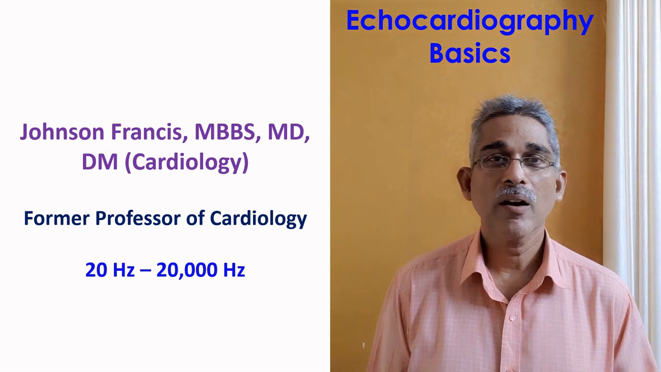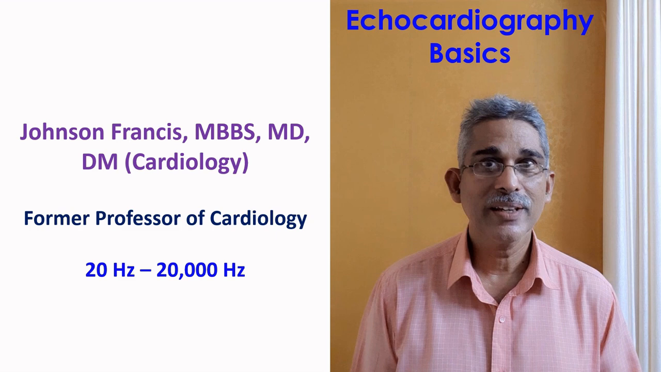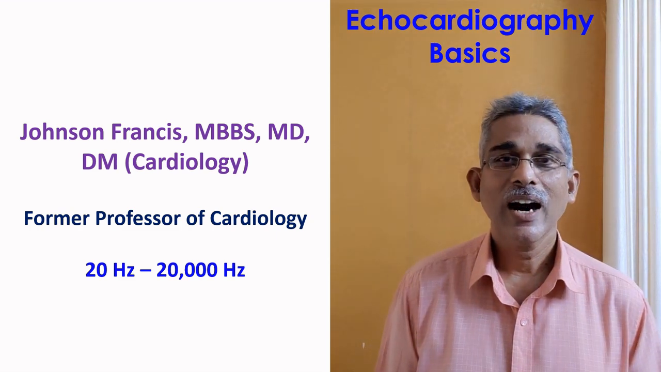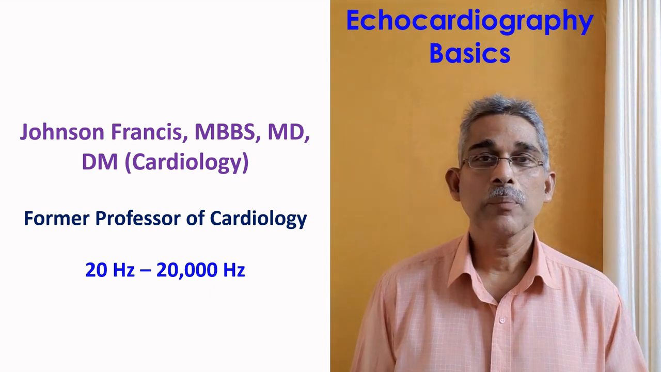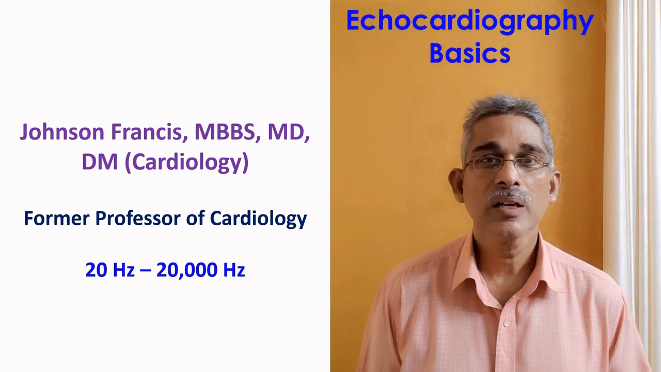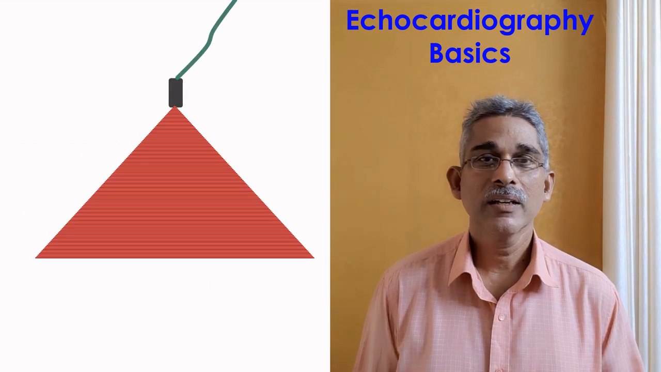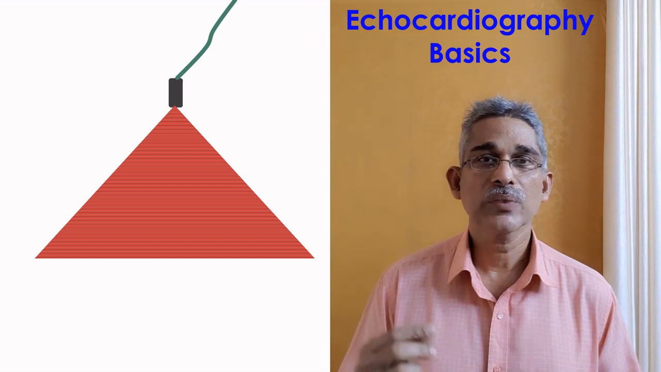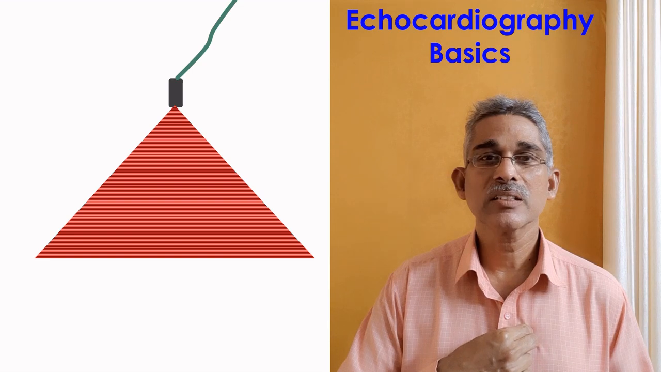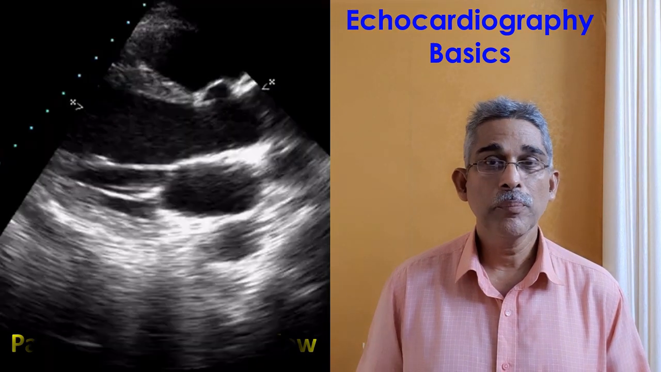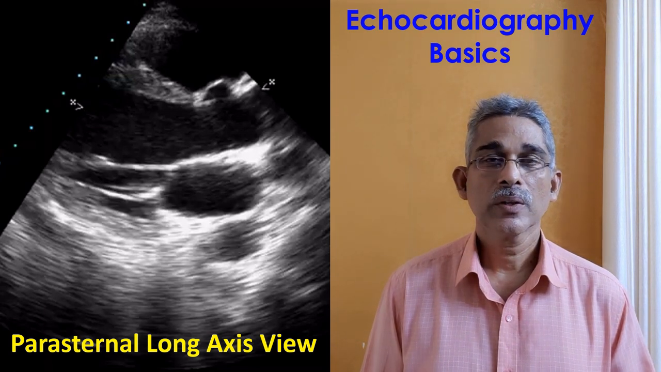Something below that will be called as infrasound, and something above, that is above 20 kilohertz, will be called as ultrasound. These inaudible sound waves can be used like beams, as if you are imaging a room using a torchlight. The ultrasound probe which you have, that is the echo probe or the regular ultrasound probe, when kept on the chest, will send beam of ultrasound into the body.